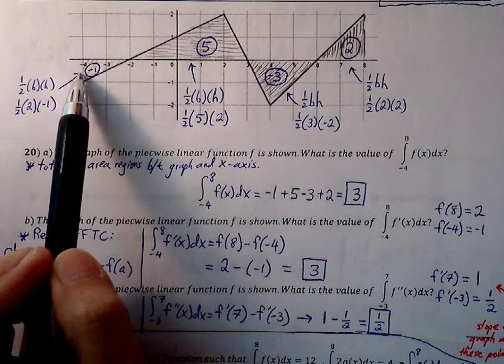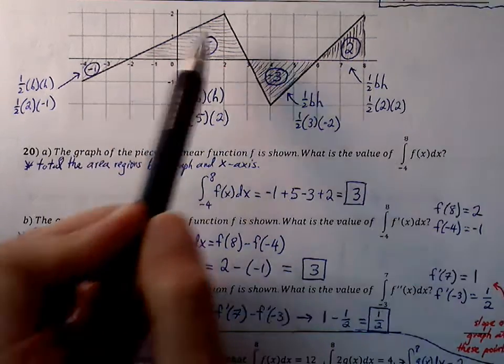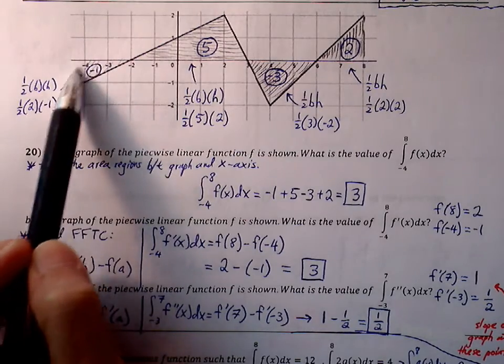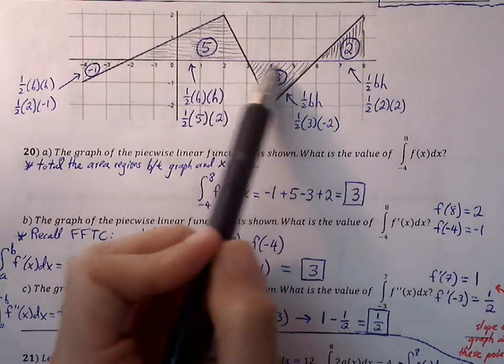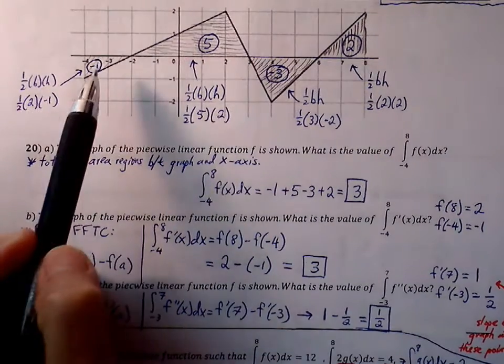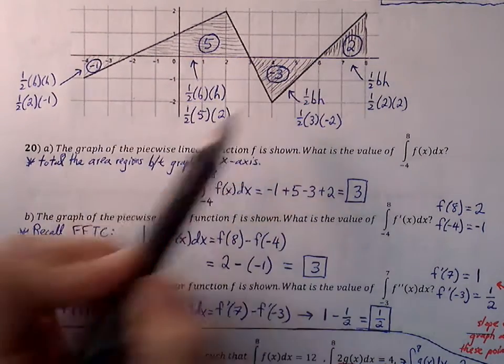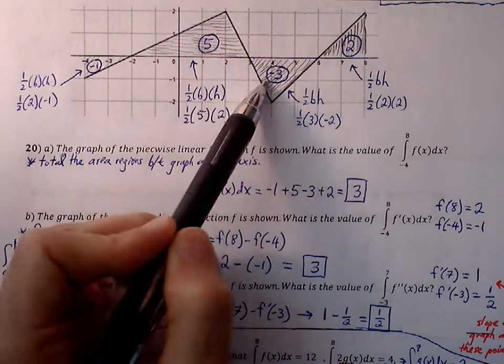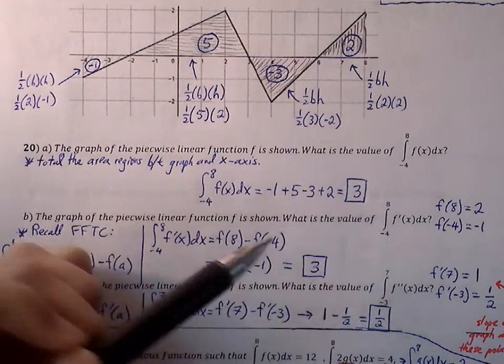And I just have to make the adjustment that above the x-axis is going to result in a positive value. Below the x-axis results in a negative value. Accumulation of negative y values there. So 1/2 base times height for each of these. And then if we total these up, we get -1 plus 5 minus 3 plus 2, which is positive 3.